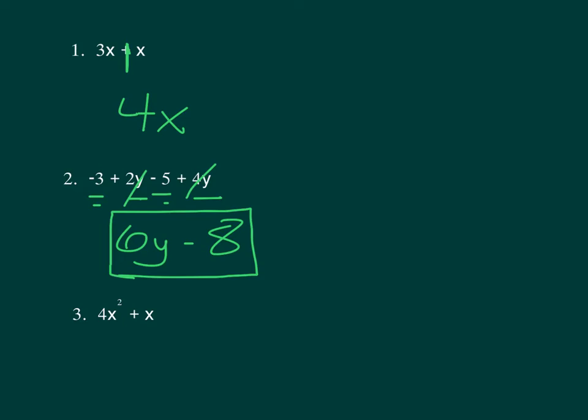And then next, on our last problem, we see you have 4x squared plus x. Well, when we see that square there, do we see it on the x term as well? Do they both have a squared term? No, they don't. So because they don't have the same exponent, they're different. So our final answer here is 4x squared plus x. We cannot combine them together.